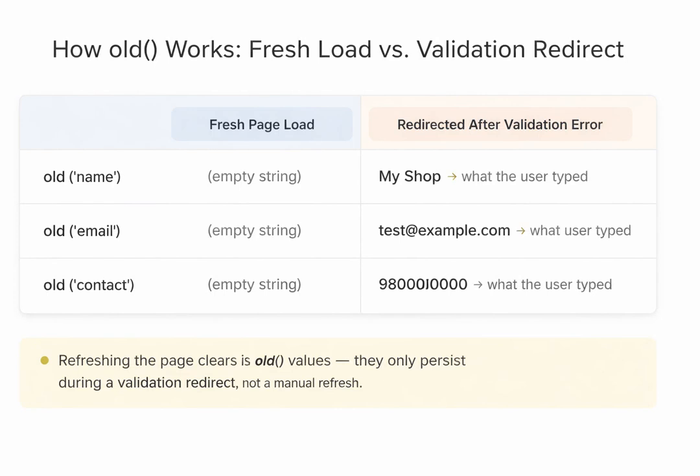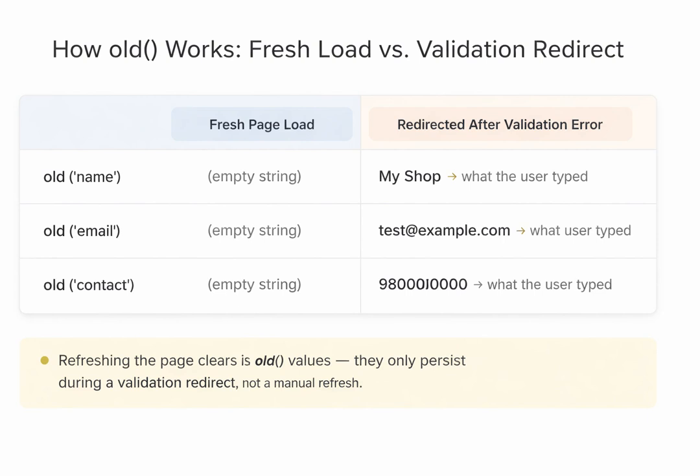It's worth understanding exactly when old works and when it doesn't. On a fresh page load, when someone visits the form for the first time, old returns nothing. All fields are empty, as expected. But when Laravel redirects the user back to the form because of a validation error, it stores the submitted values in the session temporarily. In that case, old picks up those stored values and populates the fields.